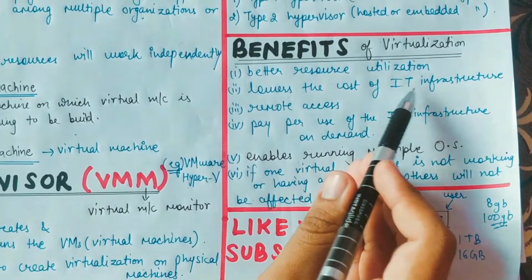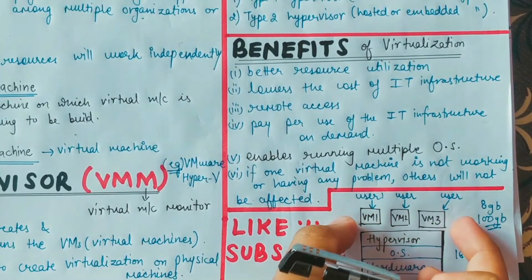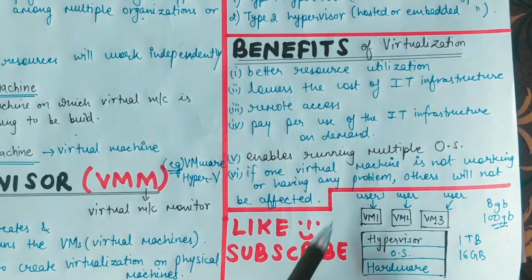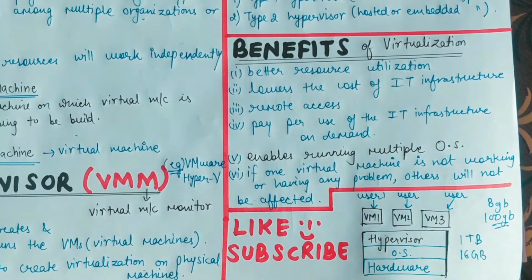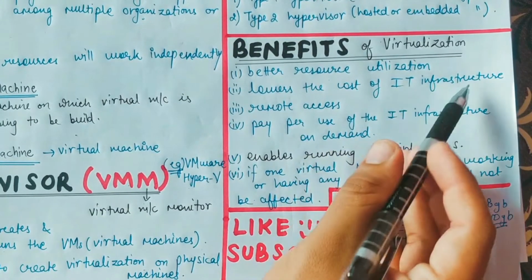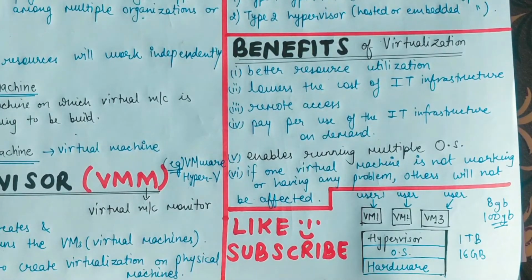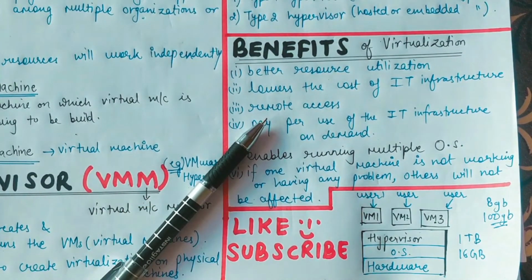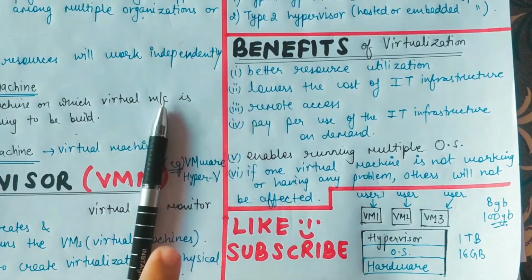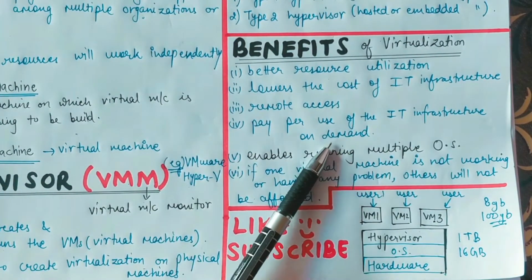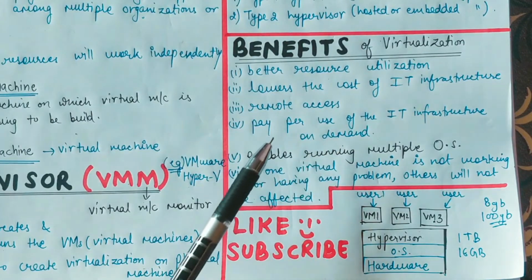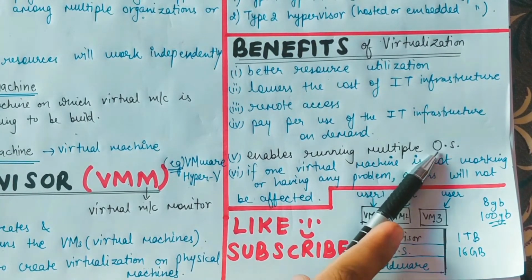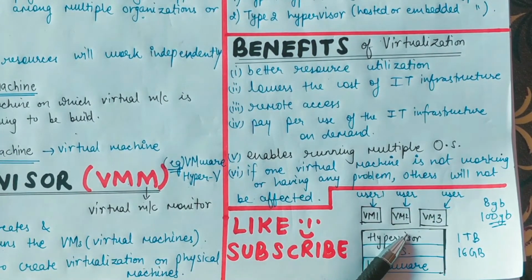It also lowers the cost of IT infrastructure, guys, as we need not purchase 3 new computers or 3 new laptops. We can create virtual machines in the existing machine itself, and then we can utilize the resources. So in that way, it lowers the cost of IT infrastructure, as we need not buy a separate machine for that. Okay, the next one is remote access. You can access it from anywhere, from India, US, Australia, Austria, anywhere in the world. The next one is pay per use of the IT infrastructure. That is, if you are using it for 3 days, you will pay for 3 days only, and if you are using it for 1 month, you will pay for 1 month. And the next one is that it enables running of multiple operating systems. So you can have Linux, you can have Windows, etc., right?